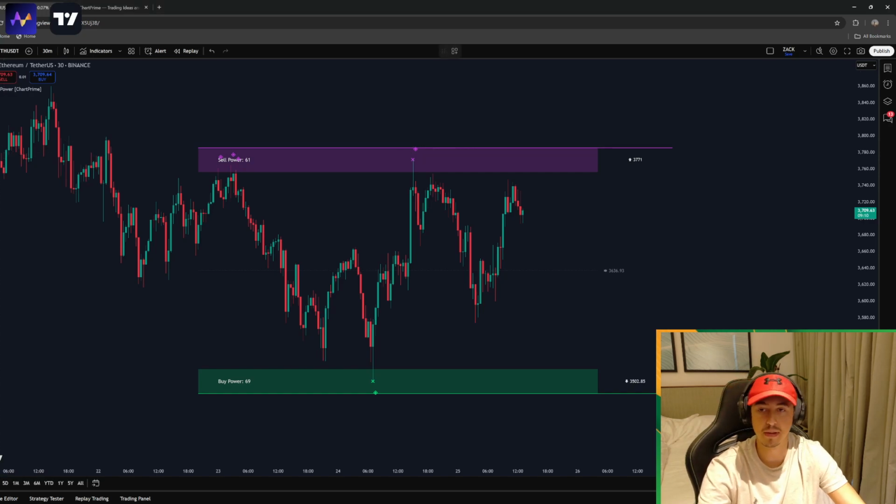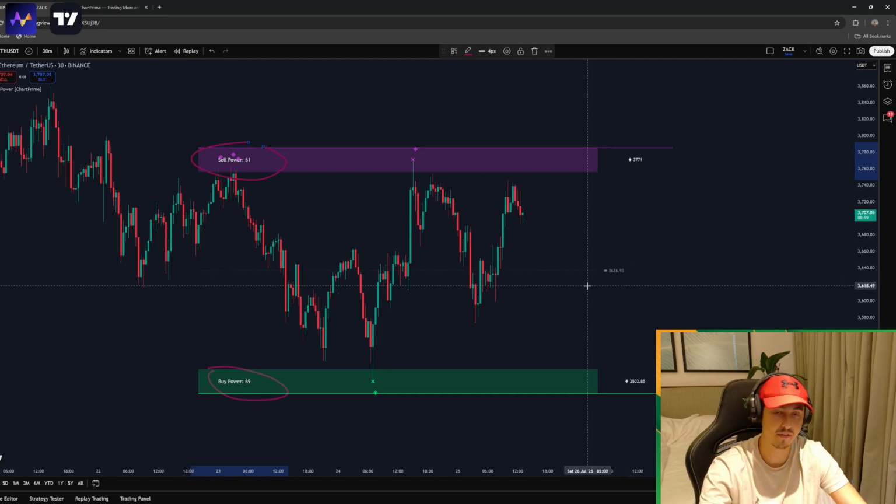So this plots automatic support and resistance zones on your chart. We see green, guess what? Support. Pink, guess what? It's resistance. And the grey middle line is the fair value for the market. That's like the equilibrium zone.